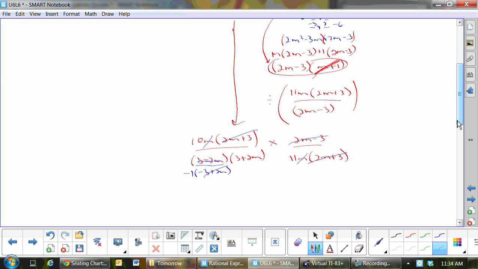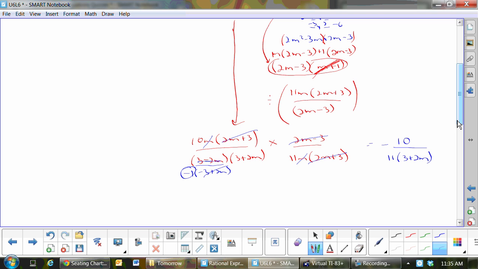Okay, so now we are left with, look, there's this minus sign here, right? Minus 1, don't forget about it. So we have negative, on top there's just a 10, and on the bottom, 11 times 3 plus 2m, or 2m plus 3, whatever you want.